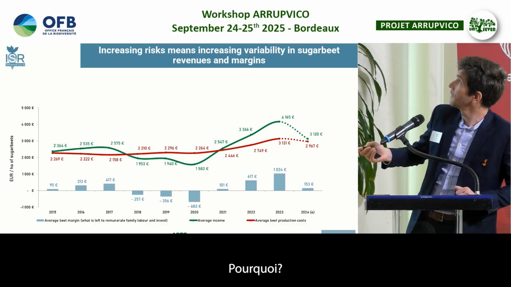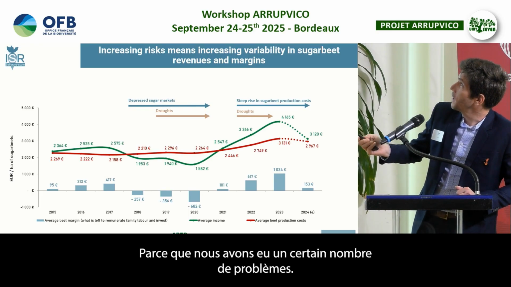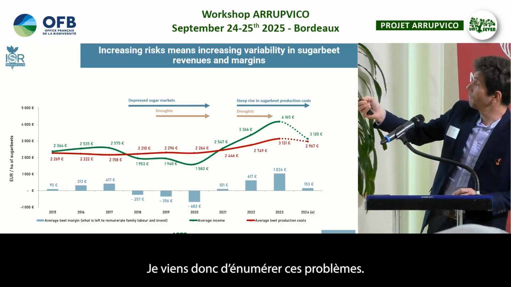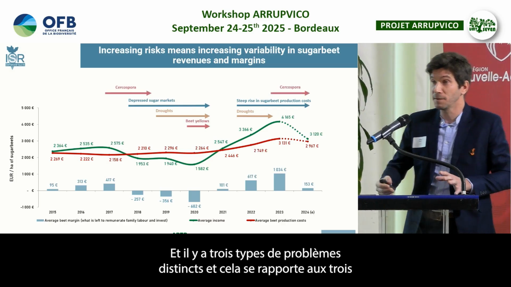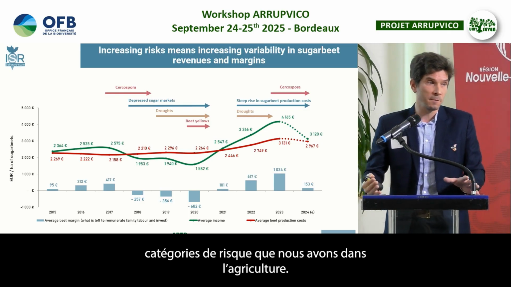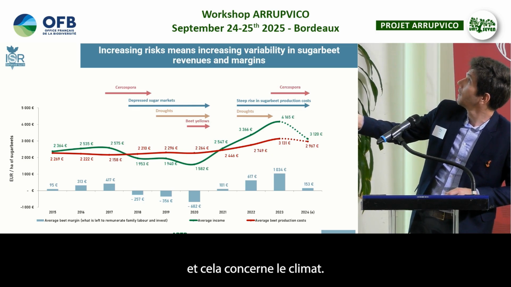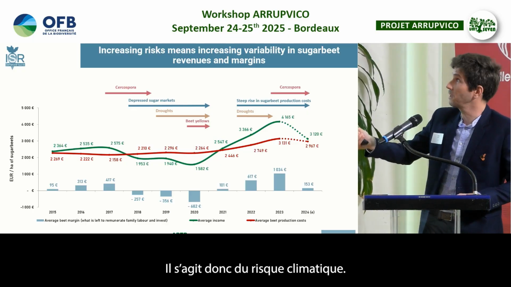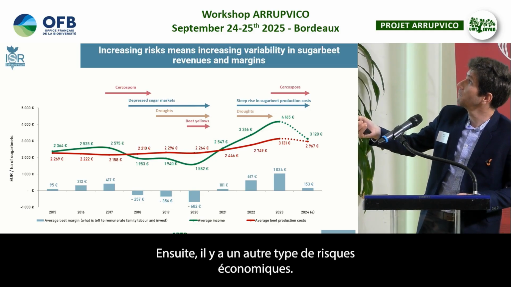Why is that? Because we have had a number of issues. So I've just listed those issues. And there are three distinct types of issues, and it relates to the three categories of risk we have in agriculture. Here, this is the droughts, and it relates to climate. So this is the climatic risk. And it affected the sugar beet crop.